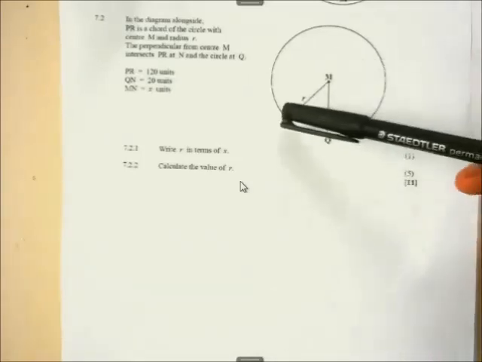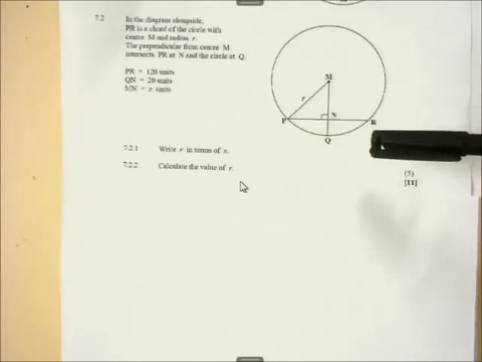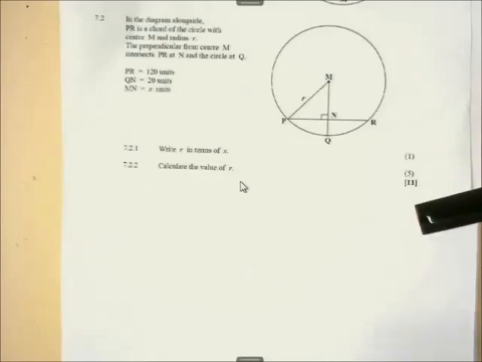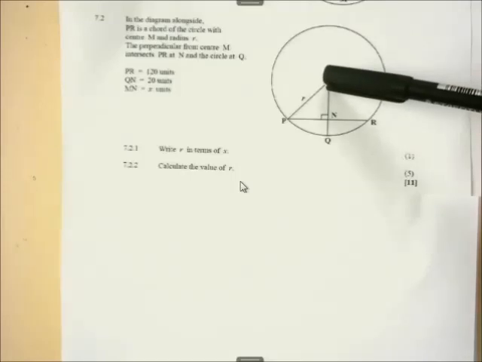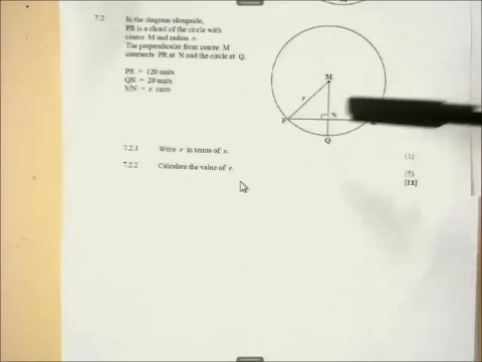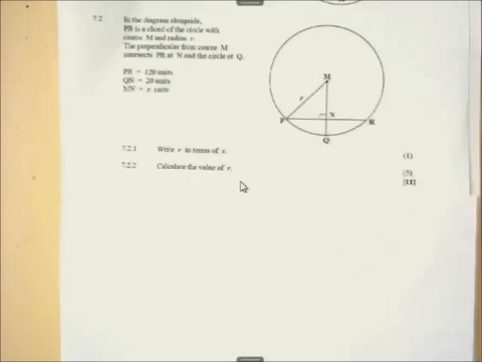PR is a chord, very much similar to the problem that we just did. The perpendicular from center M intersects PR at N. Here's the perpendicular from M, the center. The perpendicular, 90 degrees here, from center M intersects PR at N. Here it is clearly indicated. PR is 120 units. Remember what I said earlier, indicate the given information on the diagram.